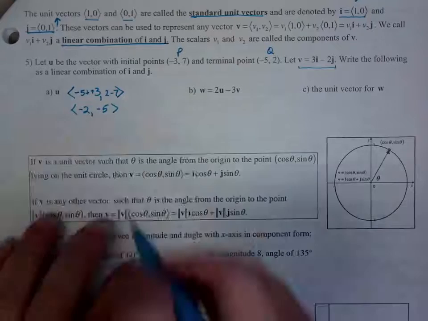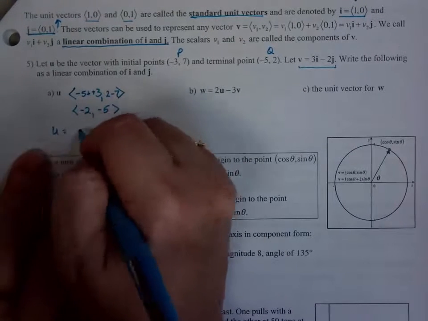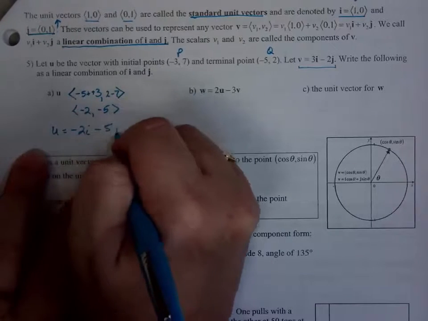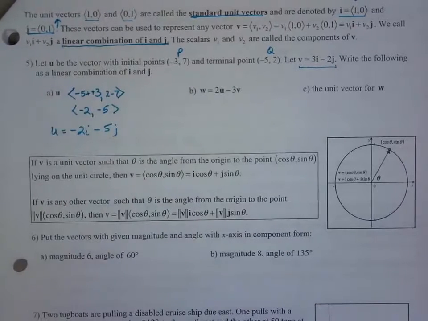Switching from here to i's and j's is very easy. So u is equal to negative 2i minus 5j. Done. That's all you got to do. That's the ij form, the linear combination form.